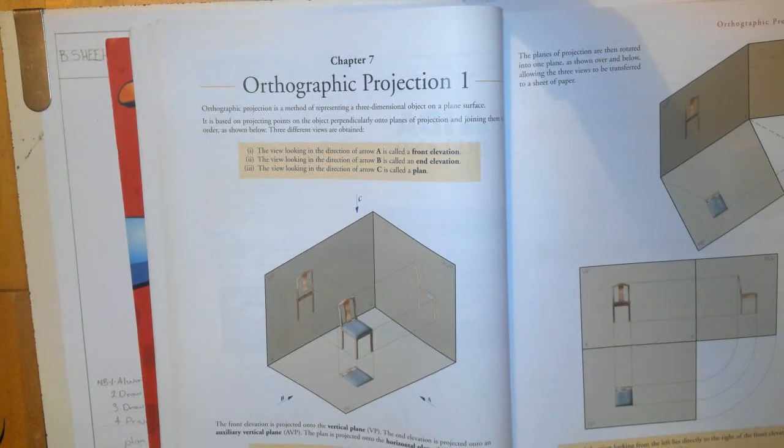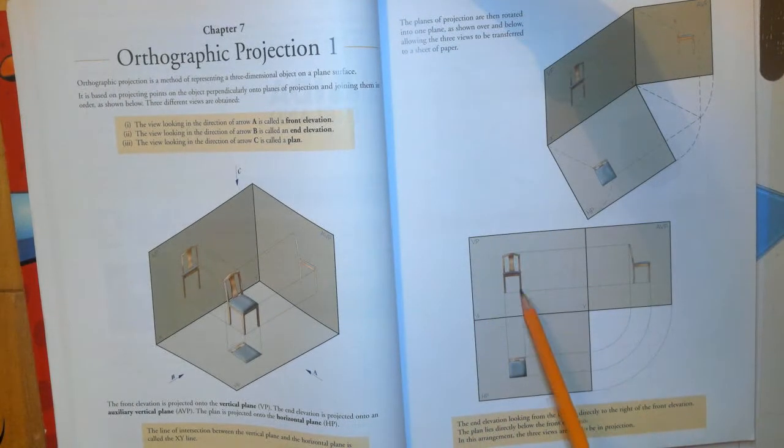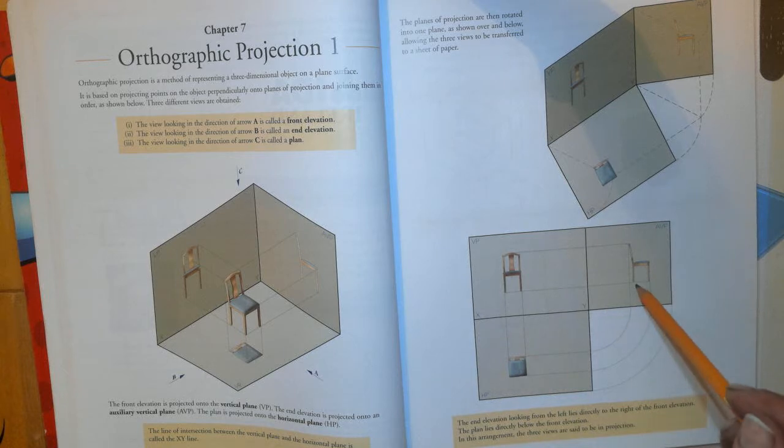So the topic we're doing today is orthographic projection. You're given a 3D object and you have to show it represented in 2D views. So this chair here, an orthographic of this would be a front view of the chair called an elevation, a plan looking down on top of it, and an end elevation.